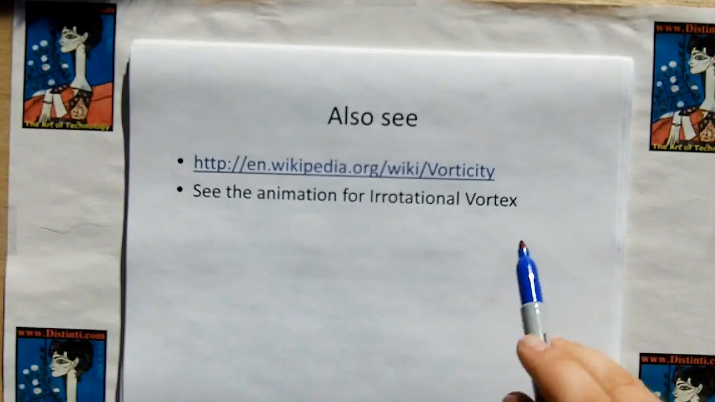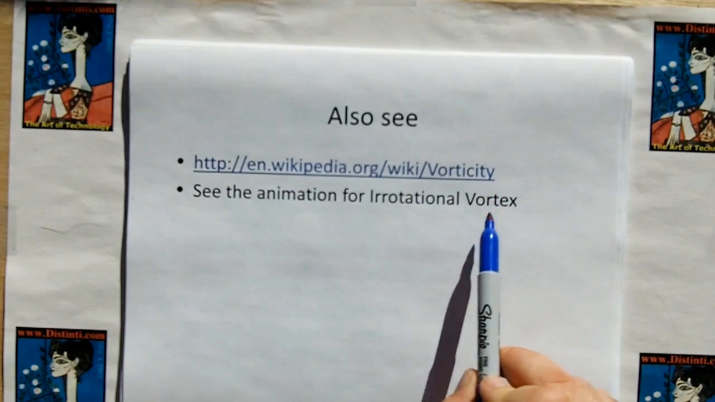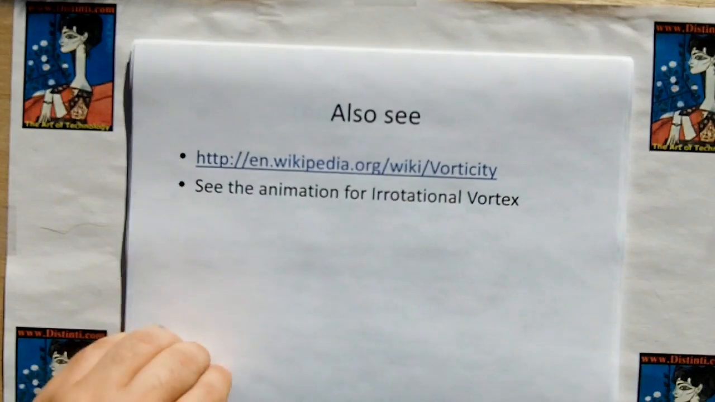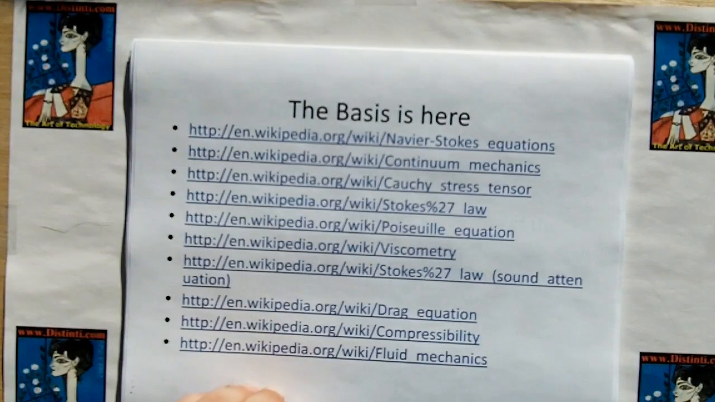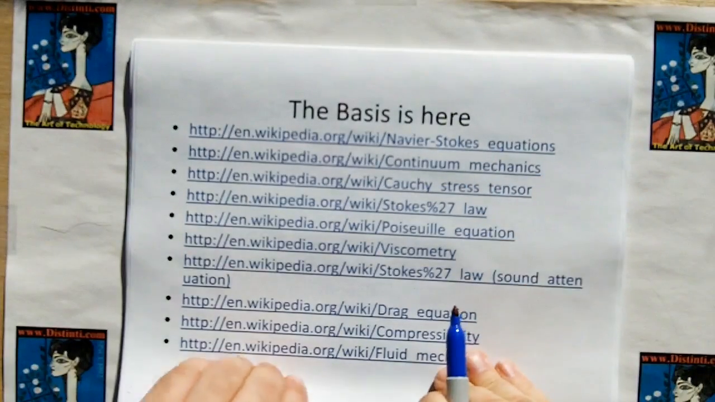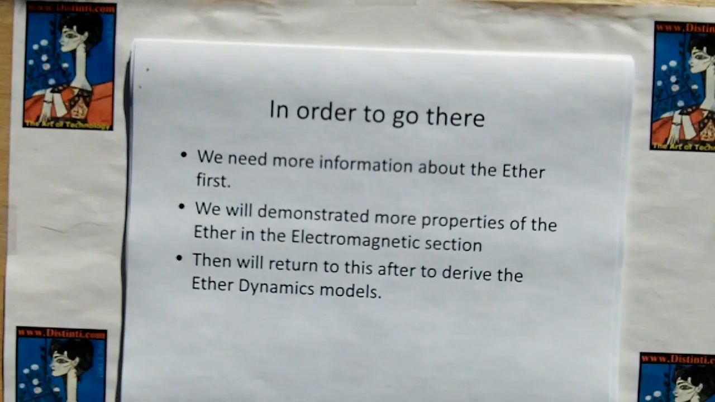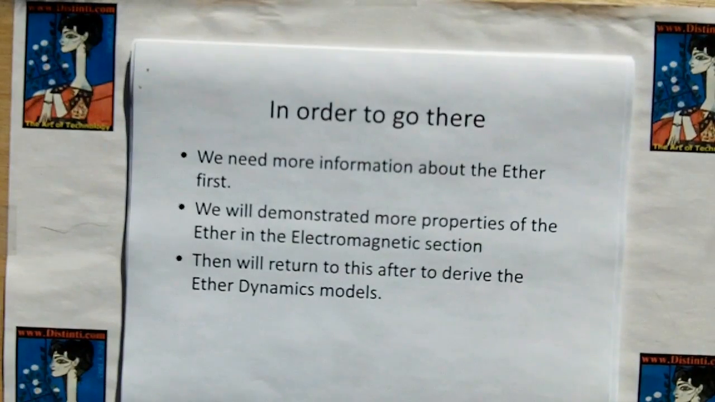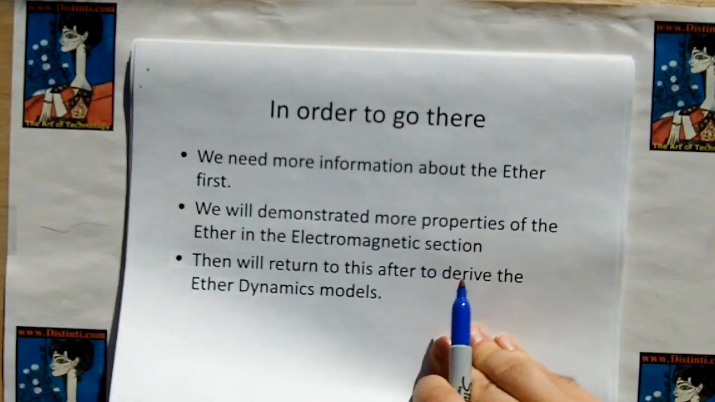Okay, also go to wiki Vorticity as opposed to vortex, and you'll see a nice animation for irrotational vortex compared with the others. So the basis is here for describing all of ethereal mechanics as a fluid motion, and these are some of the things I have to go through. The problem is we need more information about the ether first before we can do that, and we're going to get some more properties of ether when we go into the electromagnetic section, and then I'll come back and return to derive the fluidic flow models for ether.